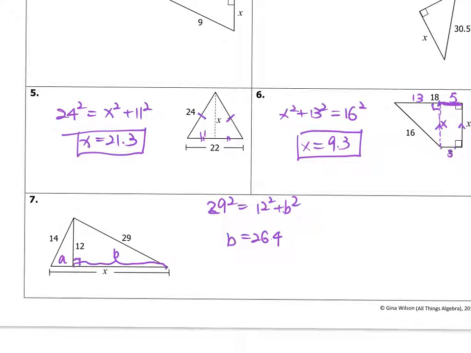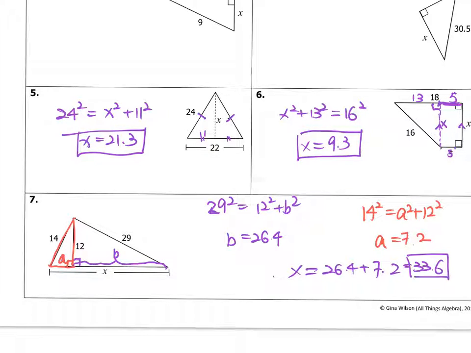Now if I look at the smallest right triangle on the left-hand side, let me use a different color. So I use A here, and I'm looking at this right triangle here. I have a hypotenuse, which is 14, so 14 squared. I have A squared as a leg, and the other leg is 12 squared. So A comes out to be 7.2 if you use your calculators. So finally, X is 26.4 plus 7.2. That should give me 33.6.